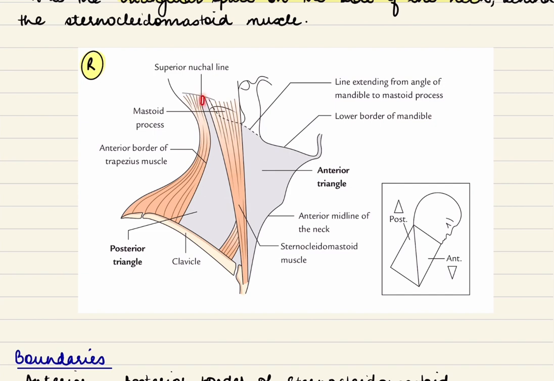The posterior boundary is the anterior border of the trapezius muscle and the anterior boundary is the posterior border of the sternocleidomastoid muscle. The base is formed by the clavicle and the apex is found where these two muscles meet at the superior nuchal line. I'll repeat the boundaries again. Posteriorly by the anterior border of trapezius, anteriorly by the posterior border of sternocleidomastoid, base formed by the clavicle and apex at the superior nuchal line.